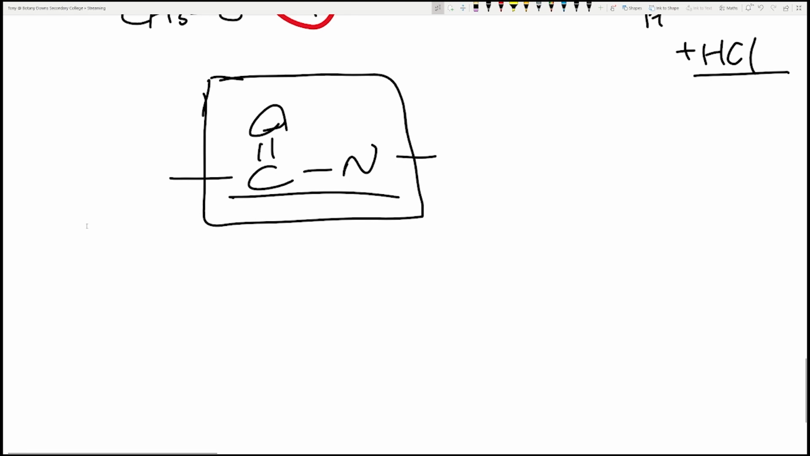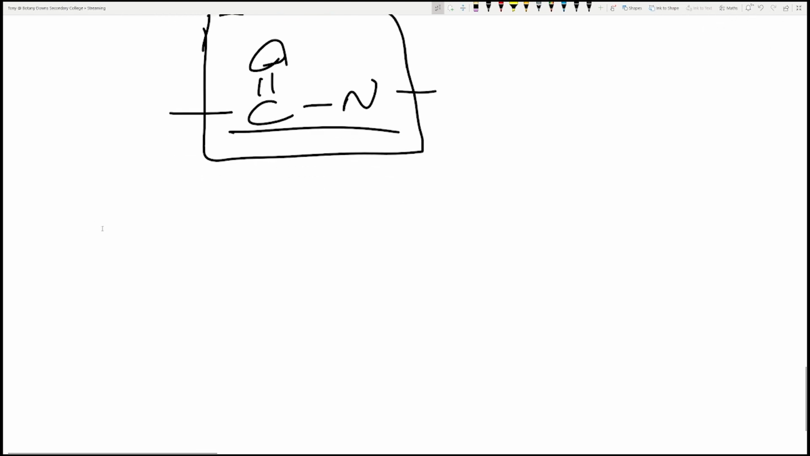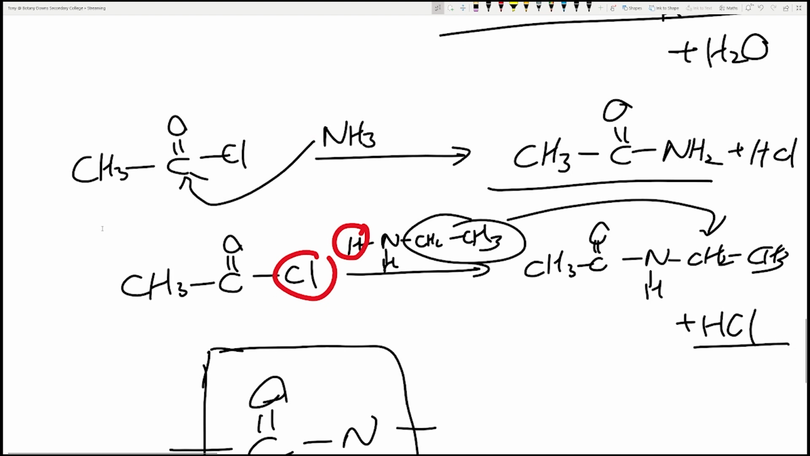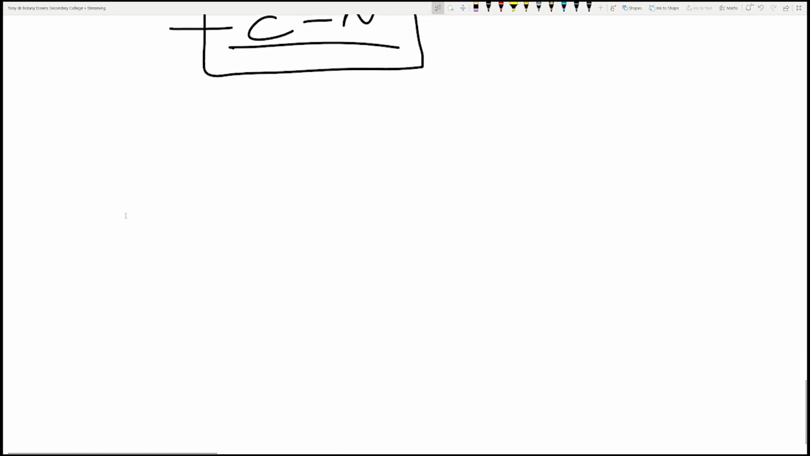Now, so that's how you make an amide. All right, so you just combine acyl chloride or carboxylic acid, you make an amide. Same as how you make an ester, you use carboxylic acid or acyl chloride to make an ester. But similar to ester, the part that we need to emphasize on is hydrolysis.